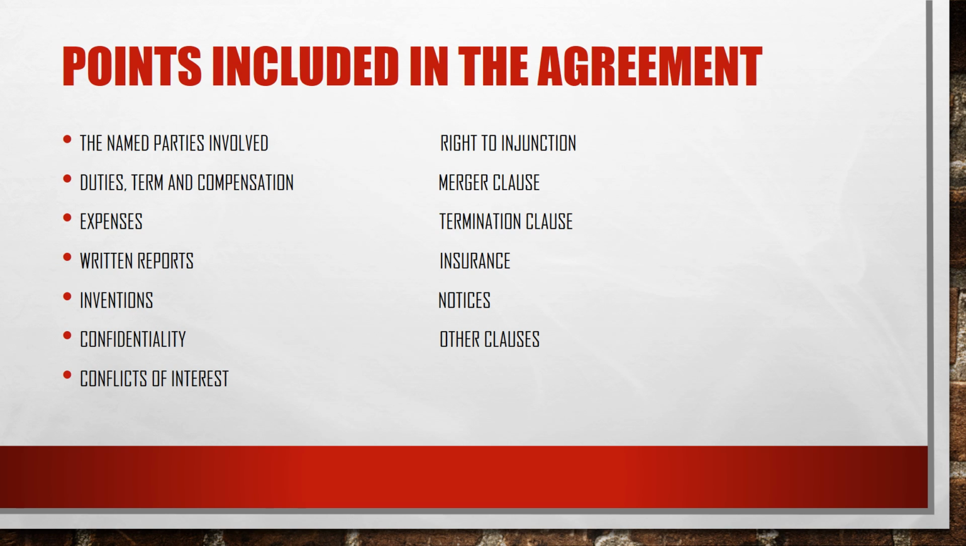There's a termination clause: who gets to terminate the agreement and under what circumstances. There'll be a note about insurance requirements, liability, that kind of thing, workers' comp. Some notices will be included, and then other clauses. And basically, the form wraps up with signatures on the last page, as well as a recap of the duties, terms, and compensation held in what's called a Schedule A.